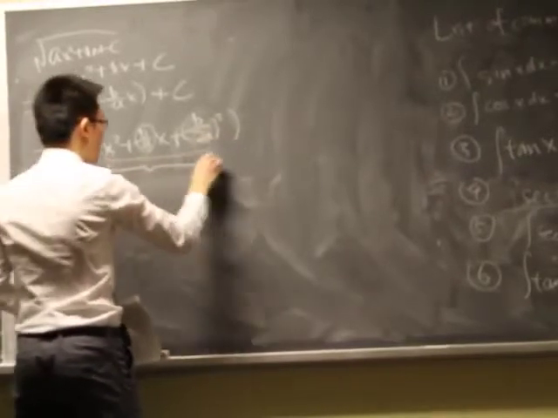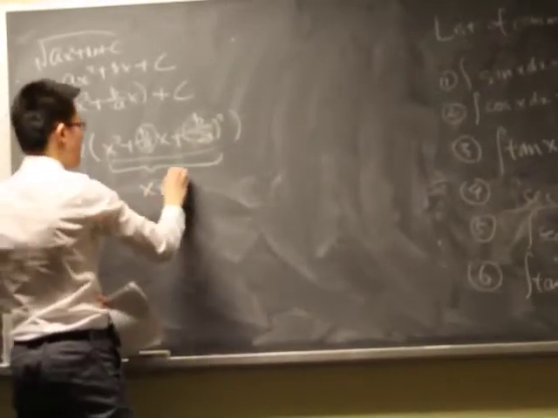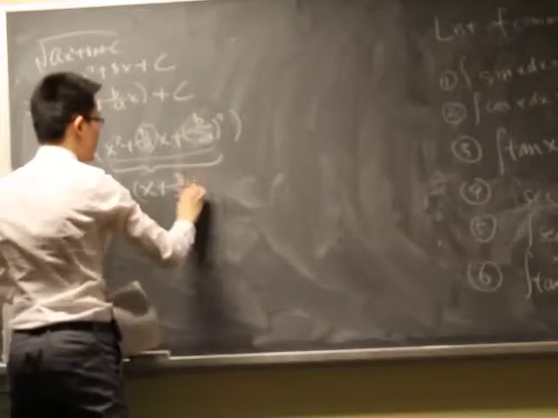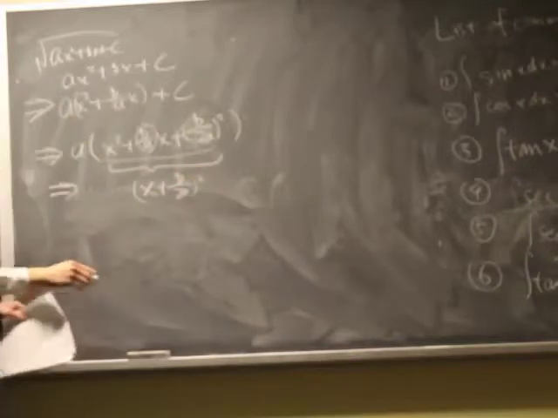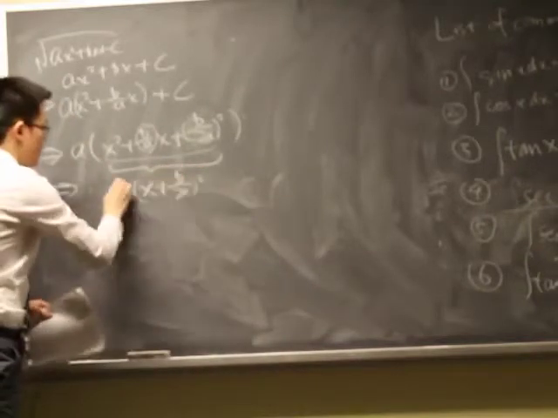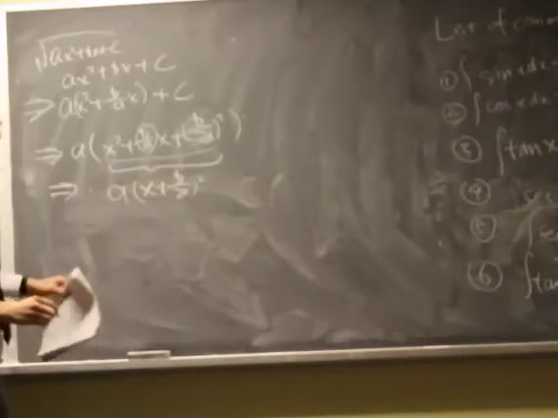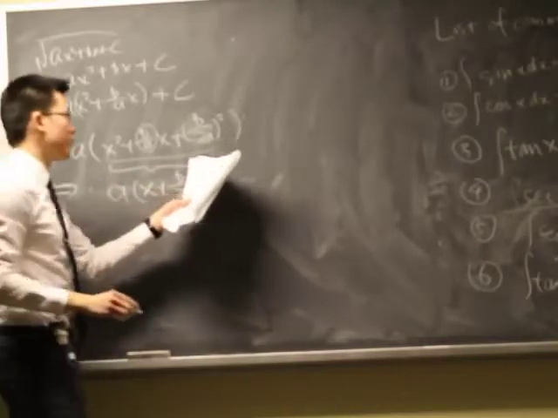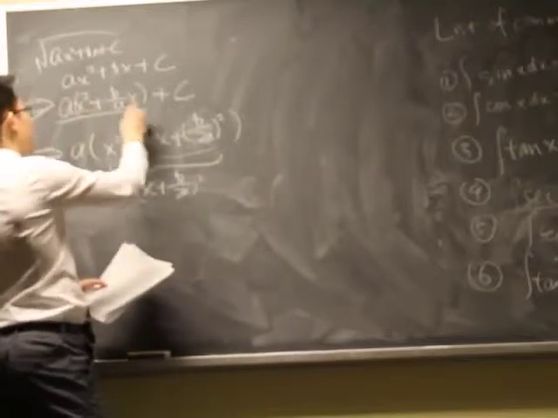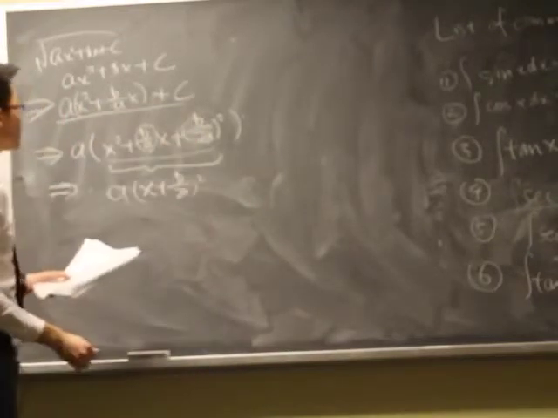Let's just put it this way: x plus b over 2a, squared. Right, and then obviously an a in the front. But what have we done? We have added a term in the middle, and that changes the expression.